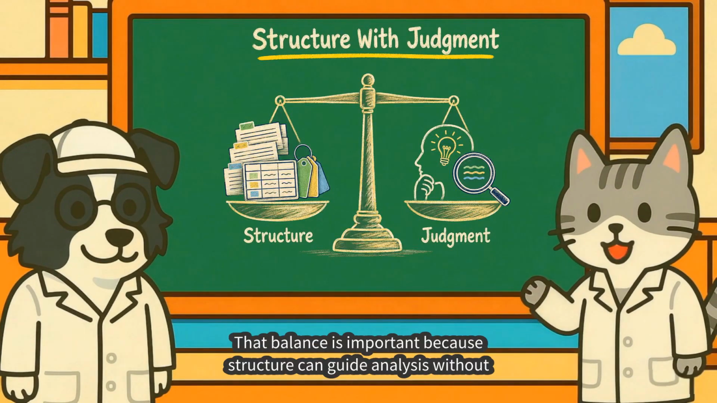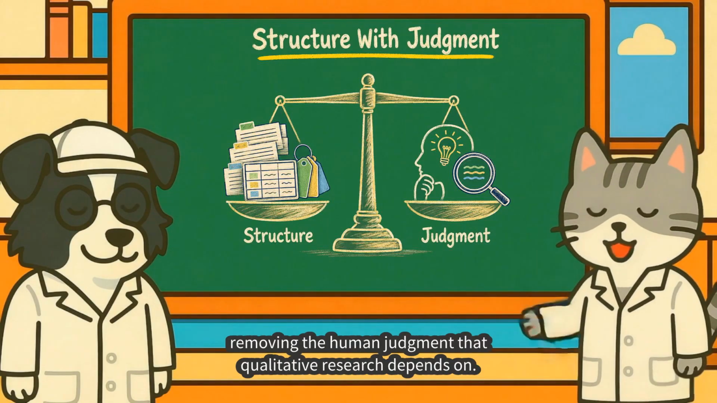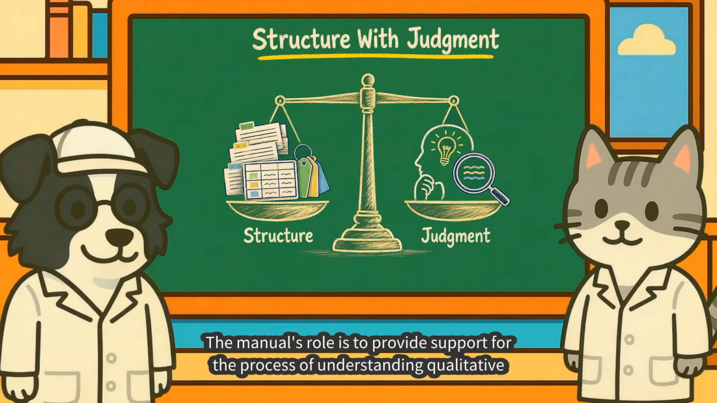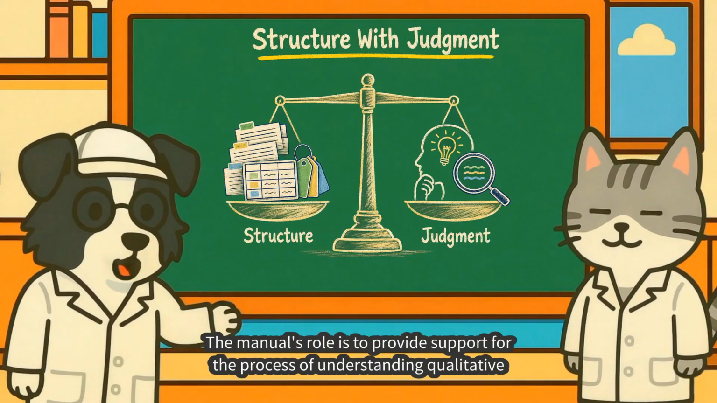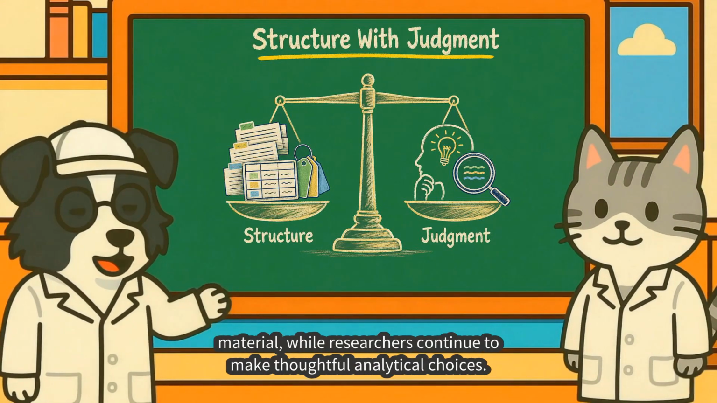That balance is important because structure can guide analysis without removing the human judgment that qualitative research depends on. Yes. The manual's role is to provide support for the process of understanding qualitative material, while researchers continue to make thoughtful, analytical choices.